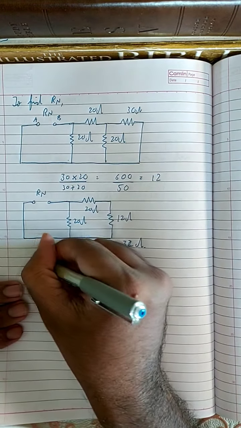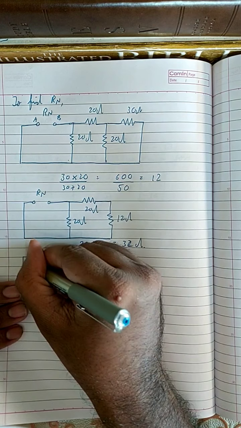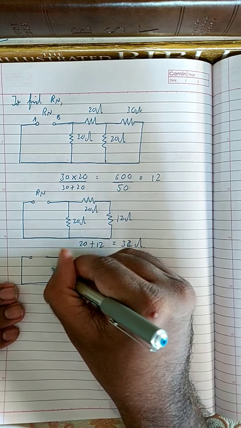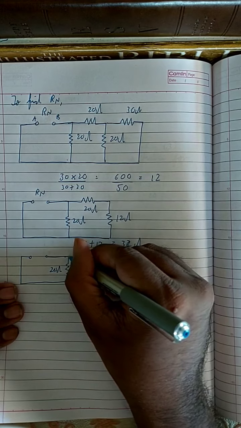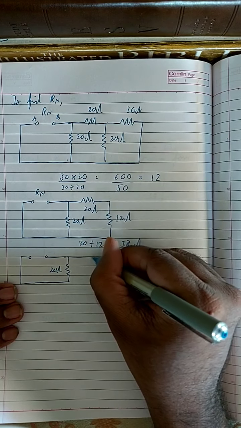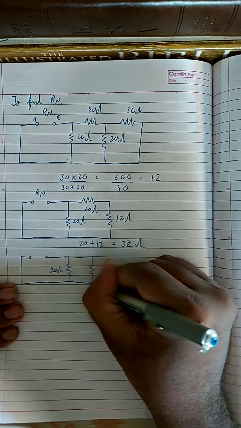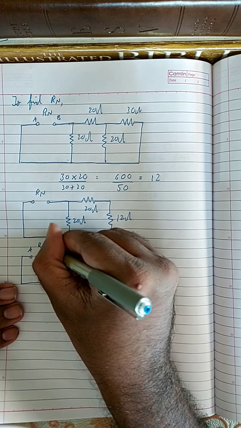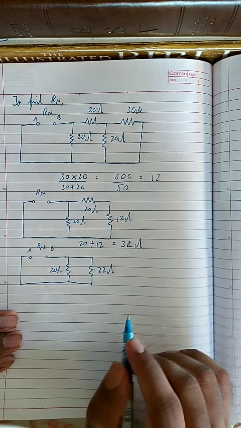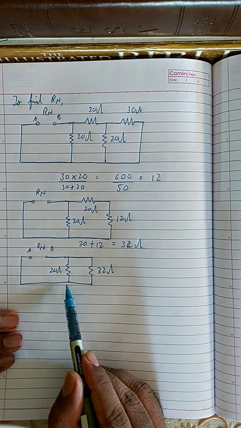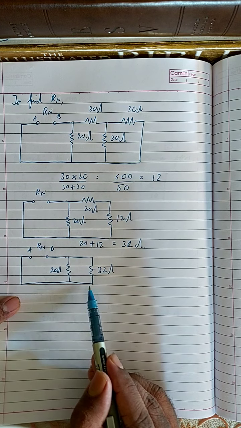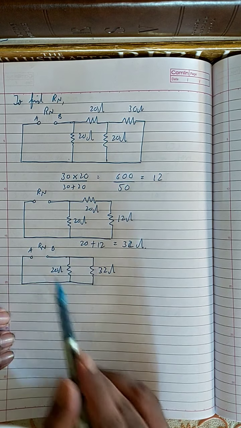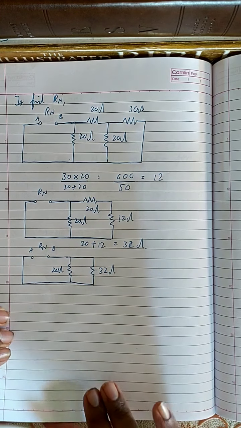So here is the circuit in this format. We have the 20 ohm over here, and these two resistors combined together give a 32 ohm. Now if you look over here, this end of the resistor is connected to A, and this end of the other resistor is also connected to A. This end is connected to B and this end is also connected to B, which means these two resistors are in parallel to each other.